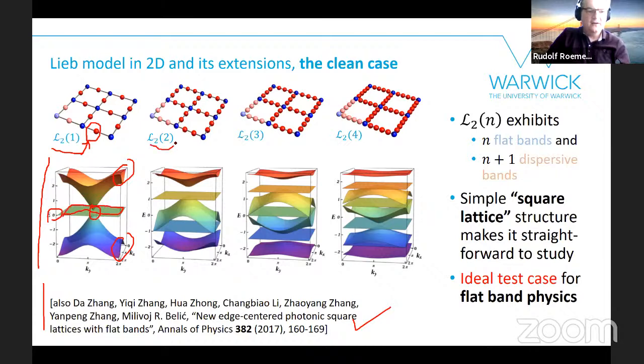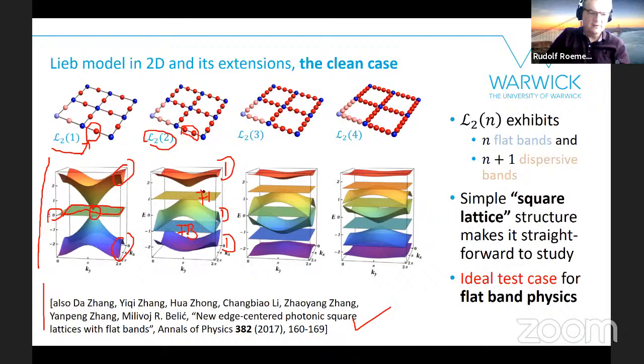And then for the Lieb lattice with 2 red balls, 2 extra sites, here you're having 5 bands, where 3 bands are actually dispersive bands. So this is a dispersive band, there's a dispersive band here, there's a dispersive band here, but in between you have 2 flat bands.